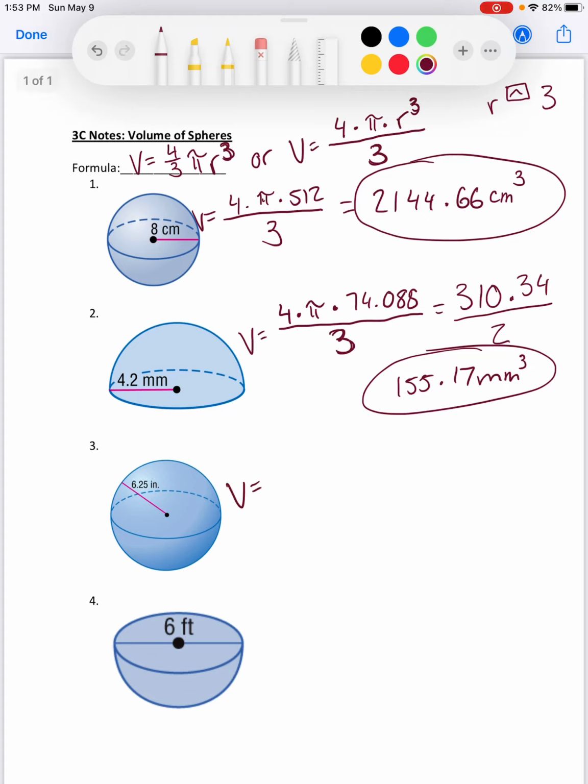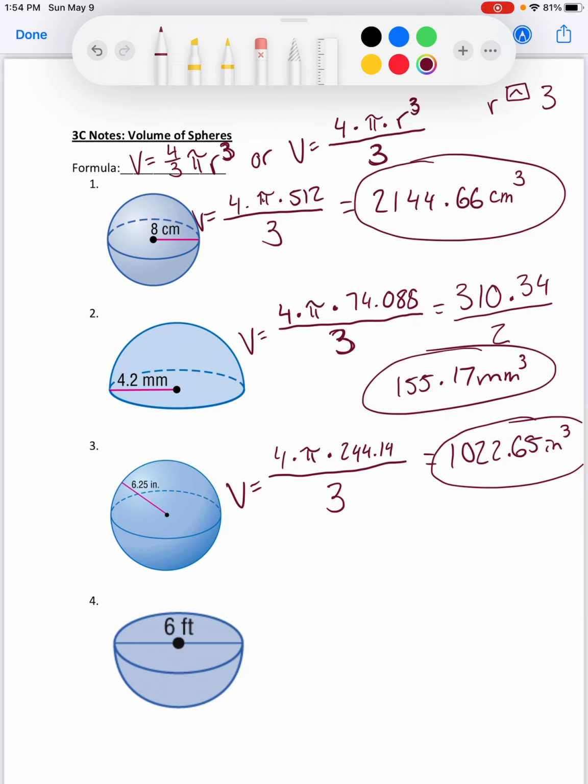So we have the volume of this sphere. So the volume of this sphere is going to be 4 times pi times our radius cubed, which I'm going to type into my calculator right now, 6.25 to the third power, which is going to be 244.14. And then going to divide that by 3. So let's type the rest into our calculator. Times 4 pi equals divided by 3, and we are left with 1022.65 inches cubed. Lovely.